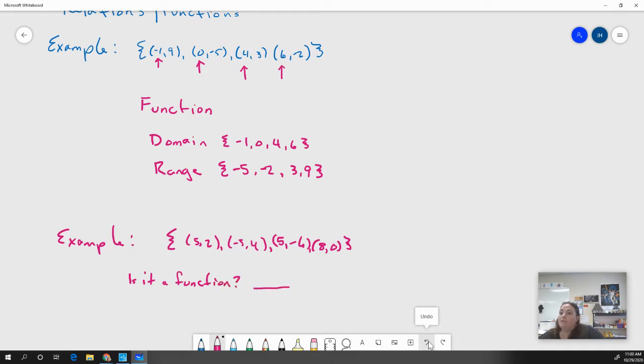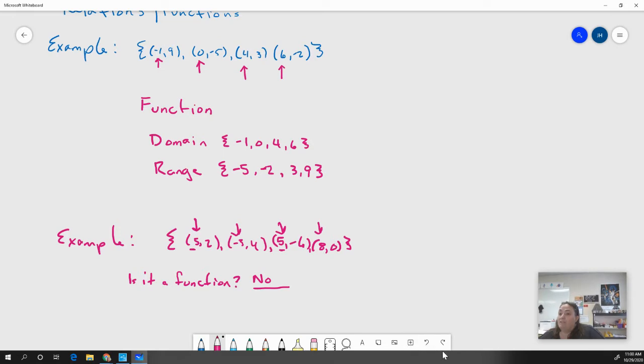The first thing I'm going to look at is my x values. Do any of my x values repeat? And in this case, they do. So I'm going to say no, it's not a function.